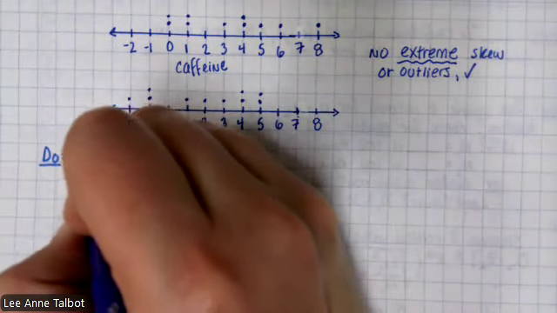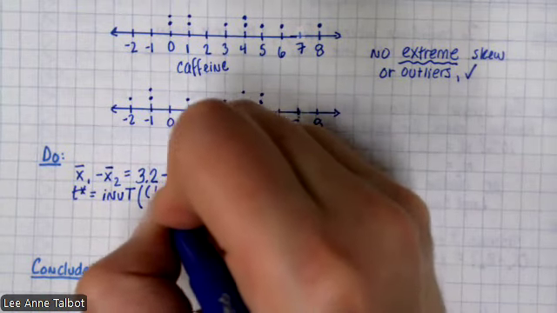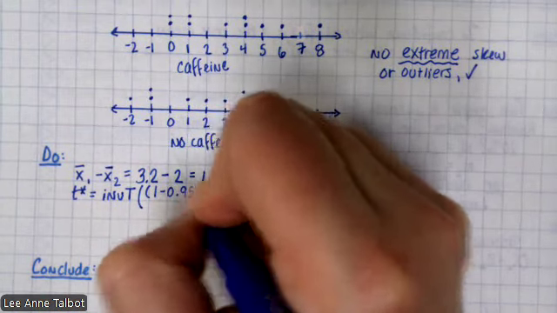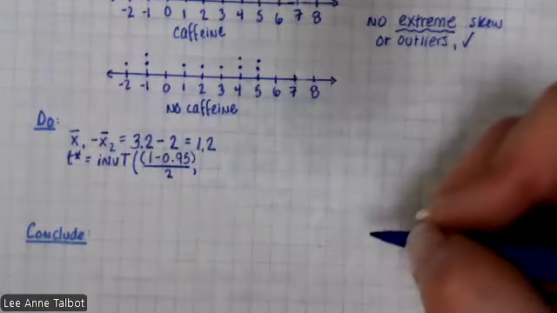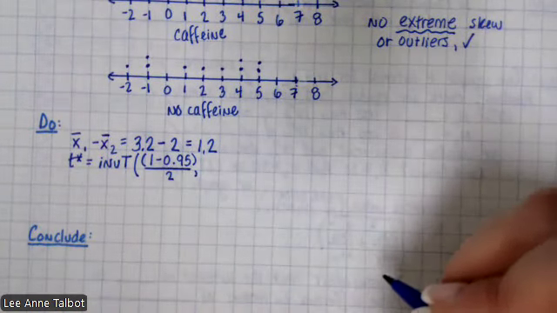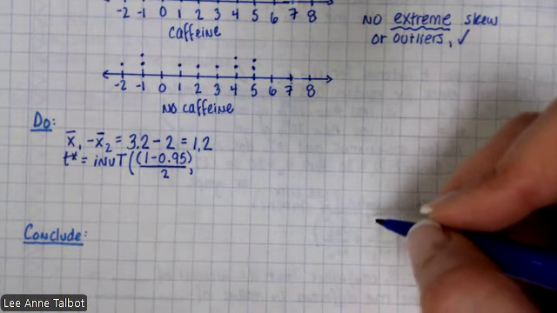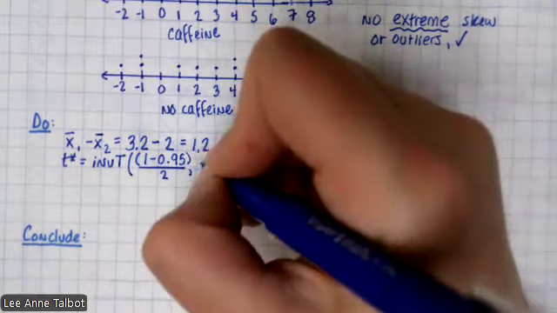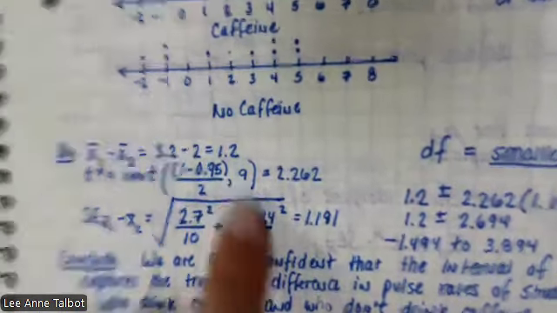T star. What's the degrees of freedom in this problem? 9. It's 9. Okay, now real quick, pause. Degrees of freedom in this problem is 9.